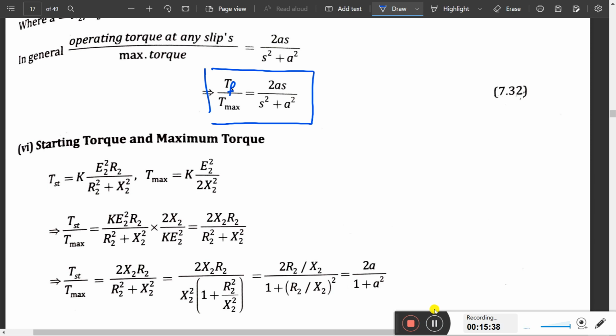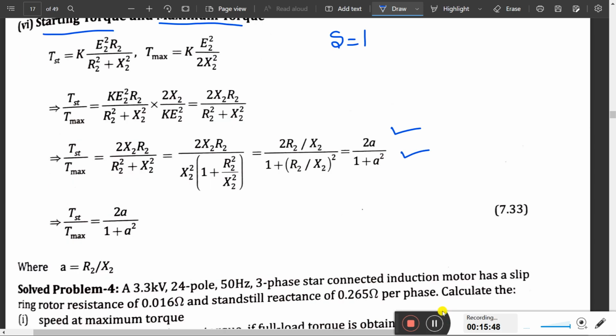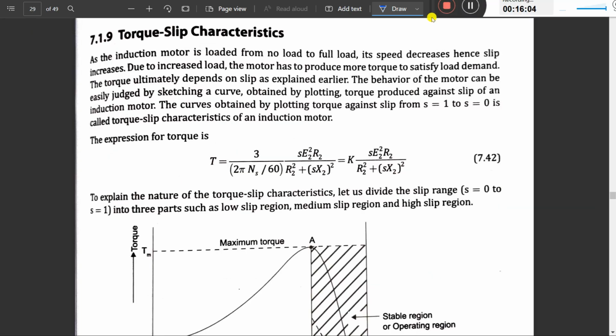Now coming to the relation for starting torque to maximum torque, simply we can substitute S is equal to 1. You will get 2a by 1 plus a square. It is the final result. The starting torque by maximum torque is equal to 2a by 1 plus a square. Here there is no S value because S is equal to 1. We can substitute over there.